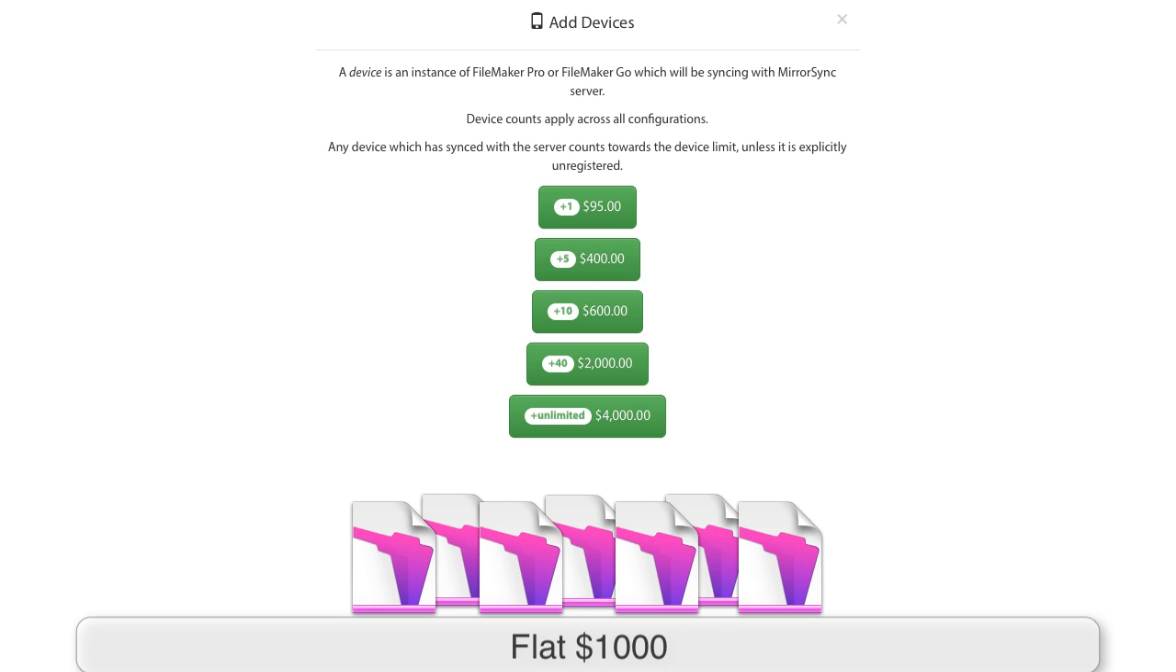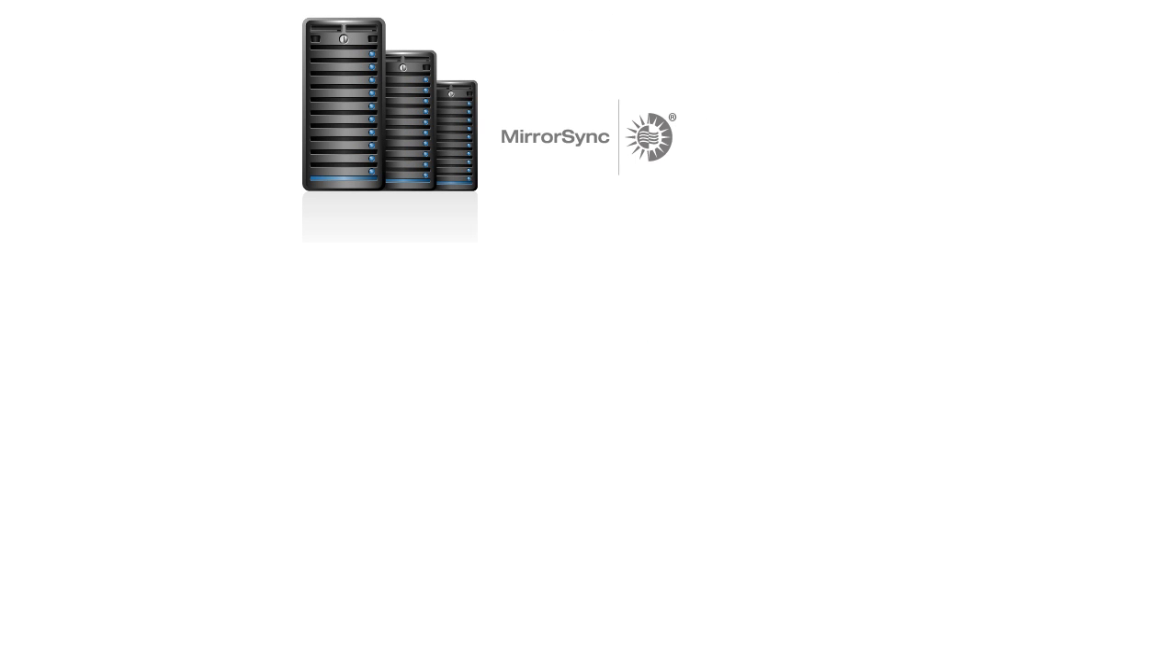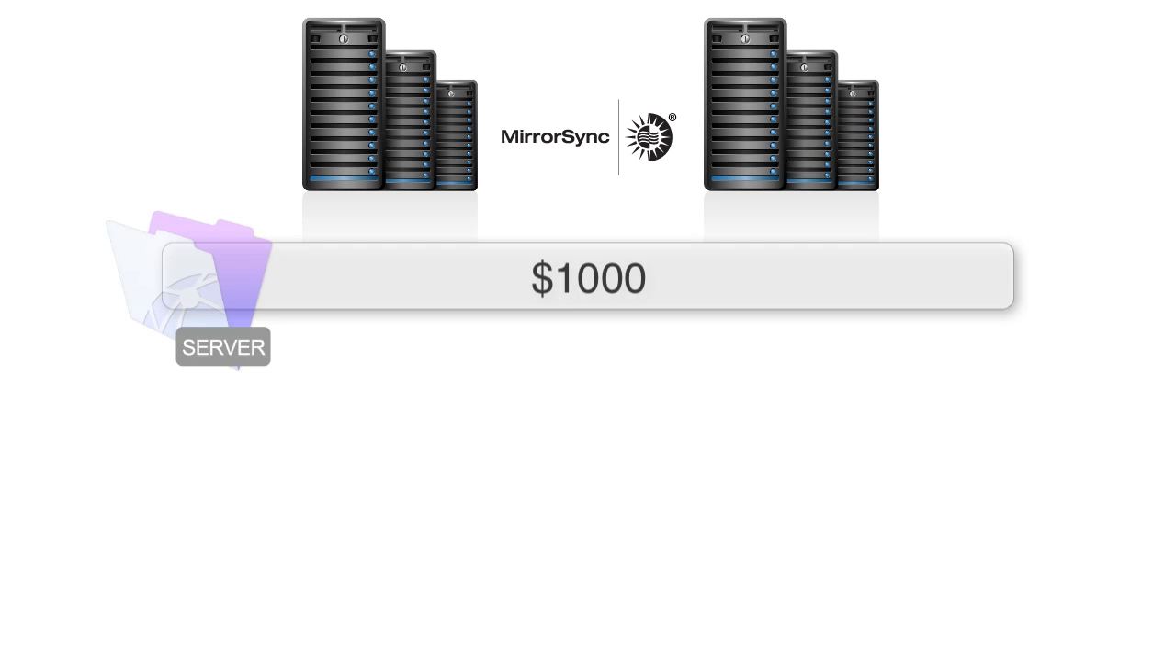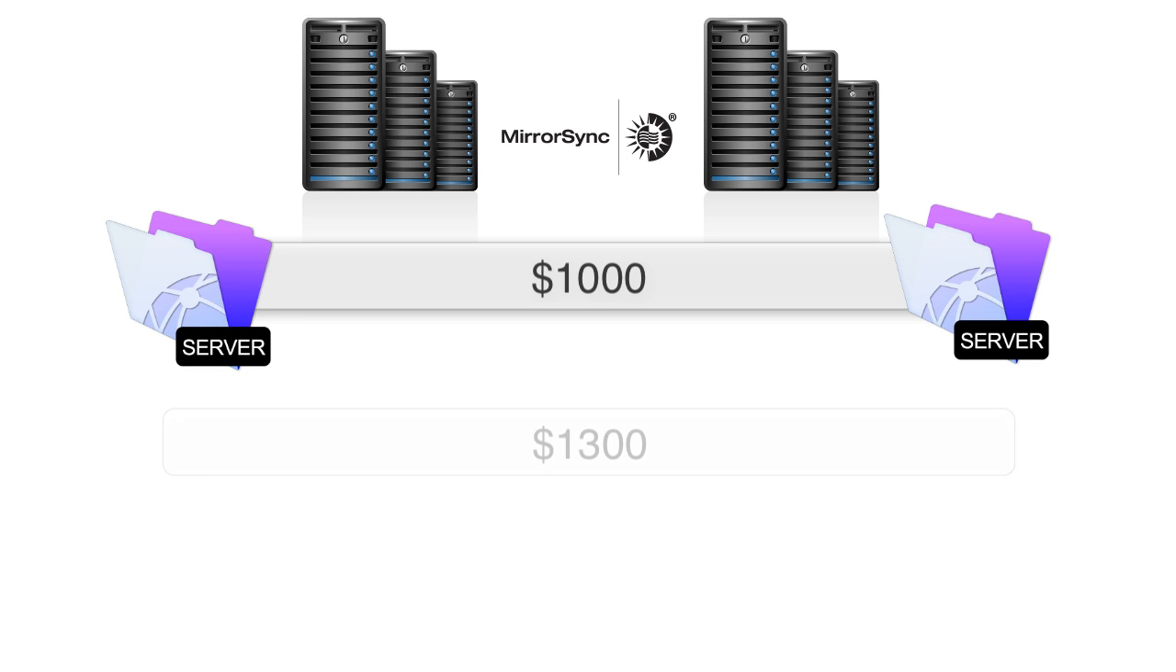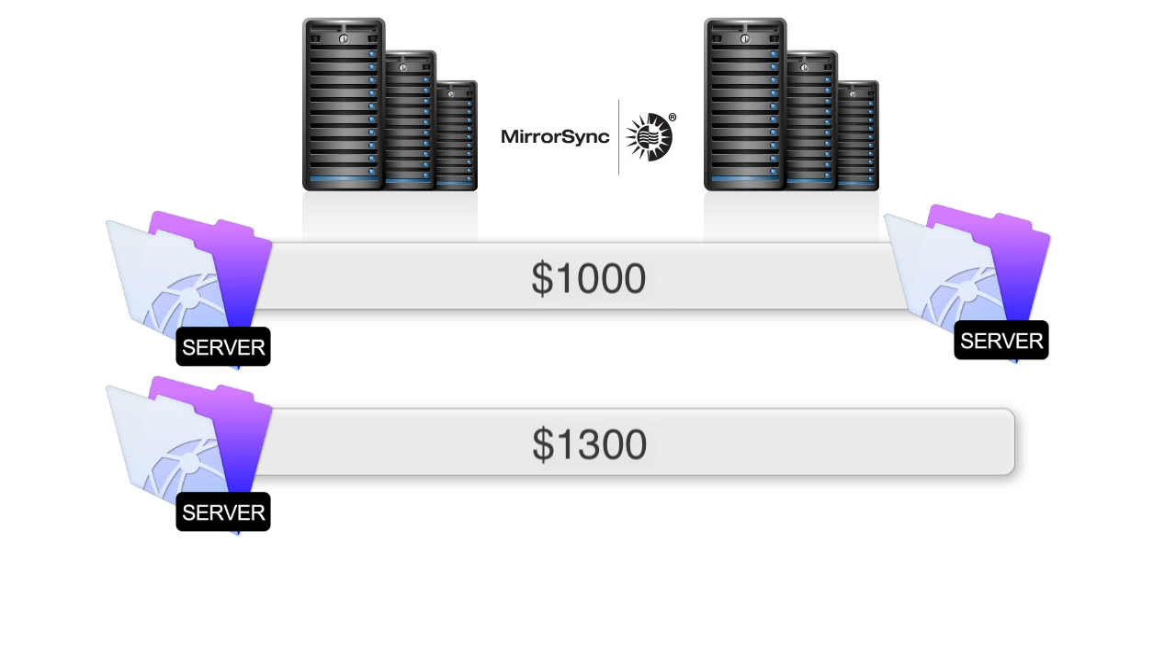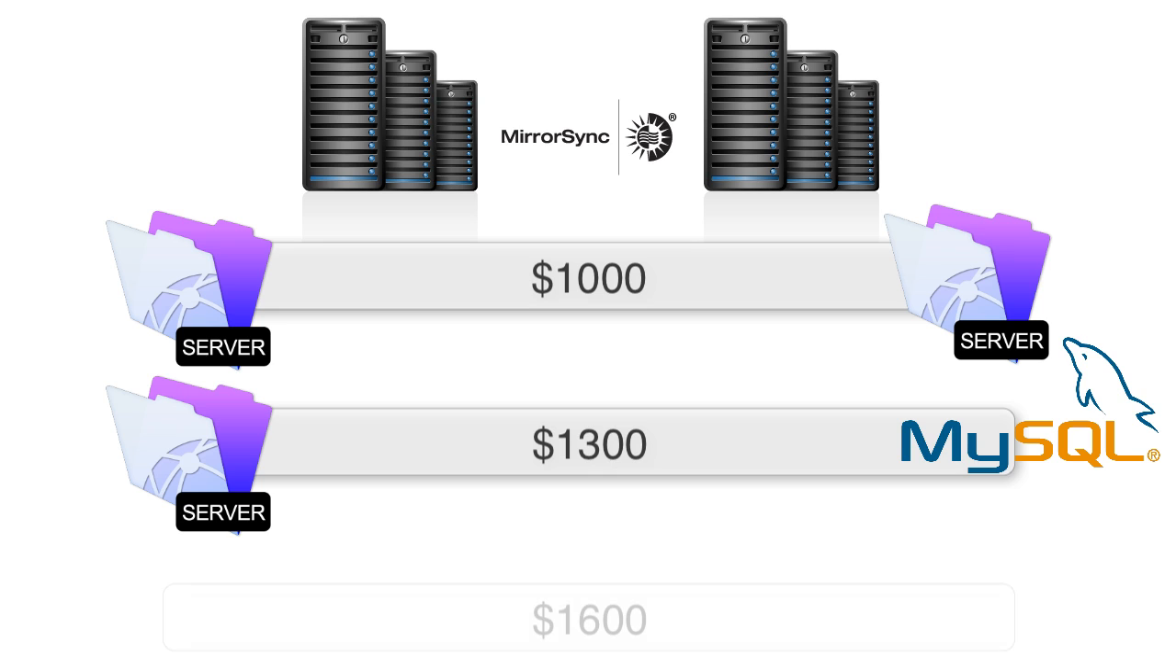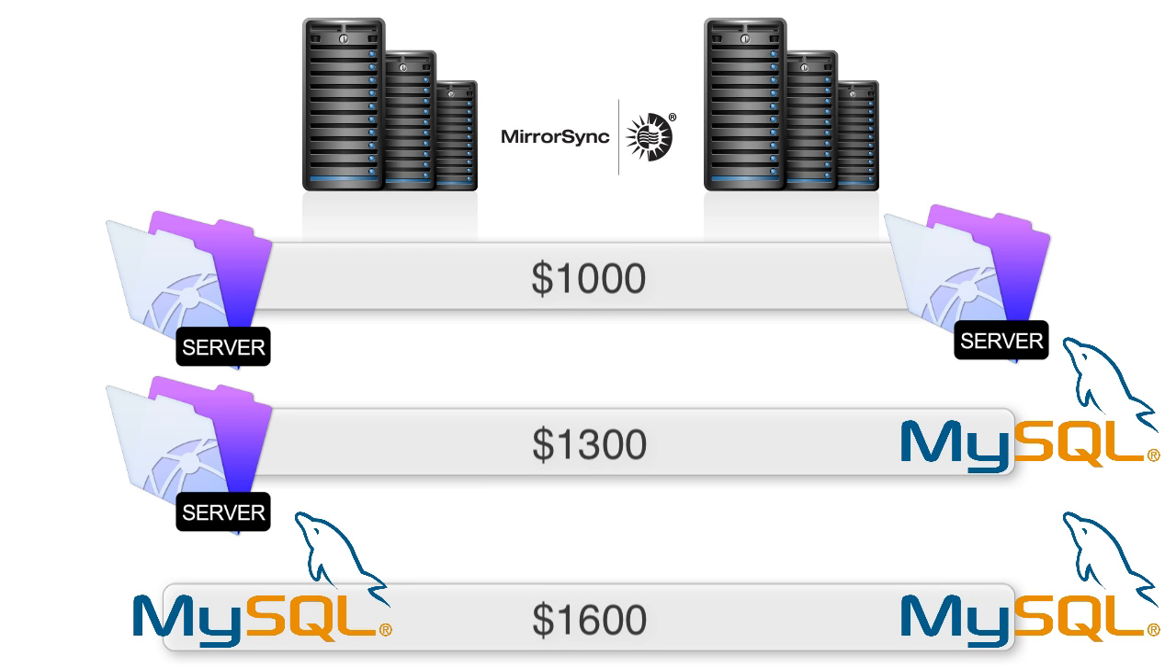There you go. So that's your wide open, unlimited open bar, right? There's also different licensing for server to server. That ranges from $1,000 for syncing a single FileMaker server with FileMaker Server, $1,300 for FileMaker Server to a SQL database such as MySQL or Oracle, or $1,600 for syncing 2 different SQL databases together. So that's the licensing model in a nutshell.